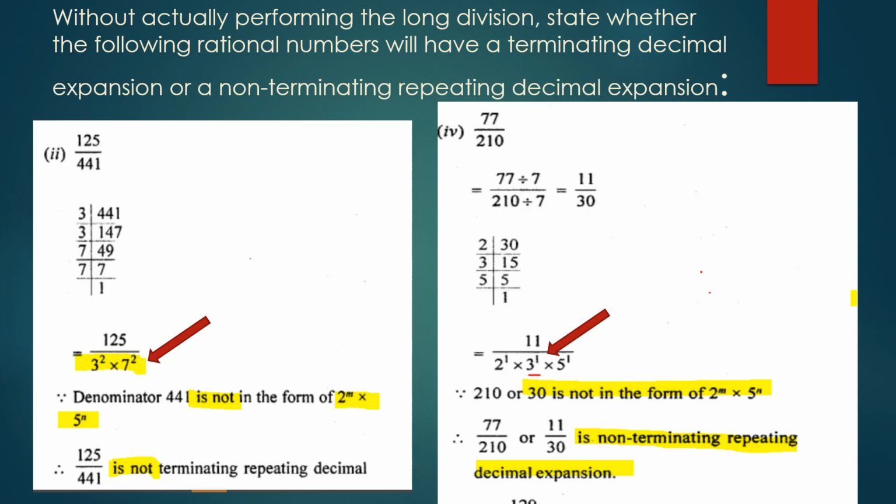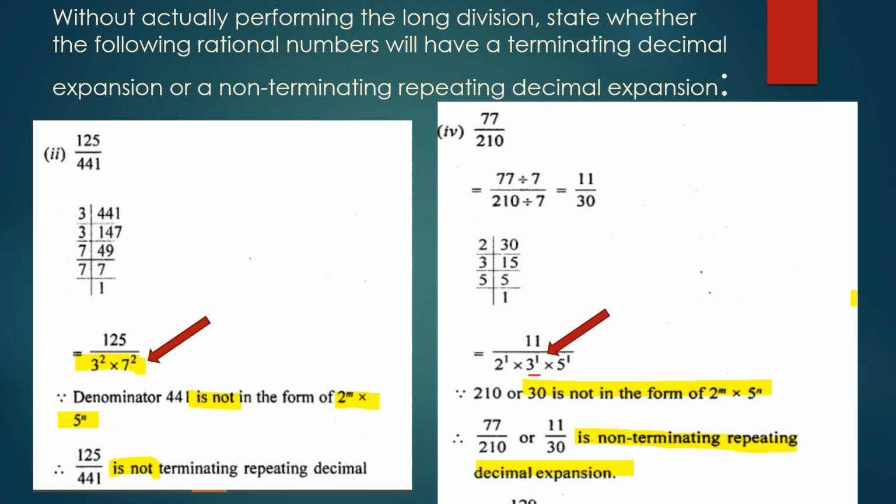Without actually performing the long division, state whether the following rational numbers will have a terminating decimal expansion or non-terminating repeating decimal expansion. I have already taken 2 examples of terminating decimal expansion from your exercise of the NCERT book. Now I am taking 2 examples of non-terminating decimal expansion. The first example is 125 upon 441.